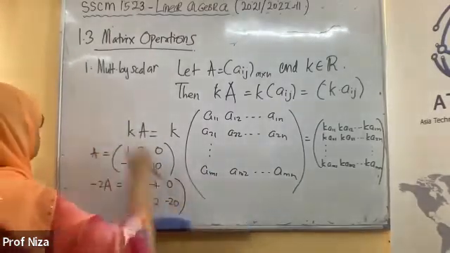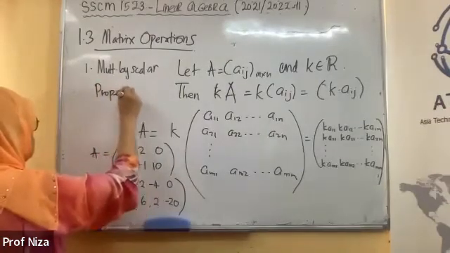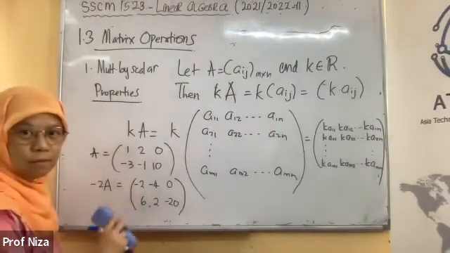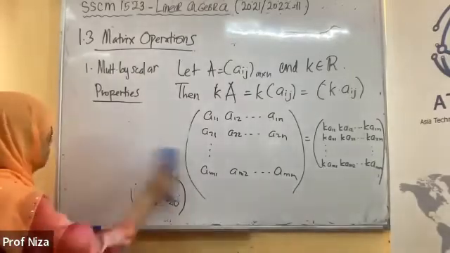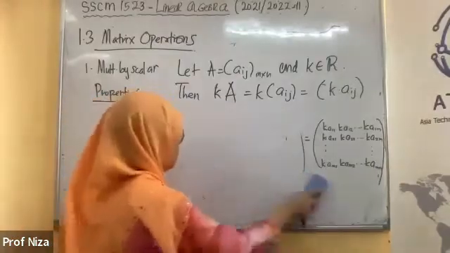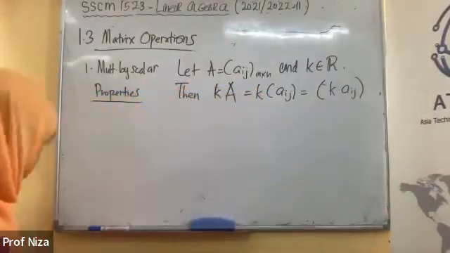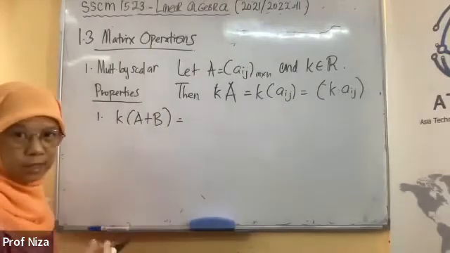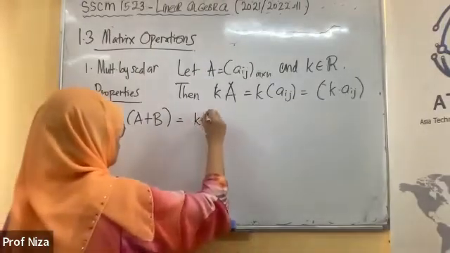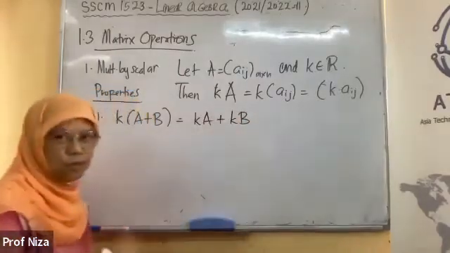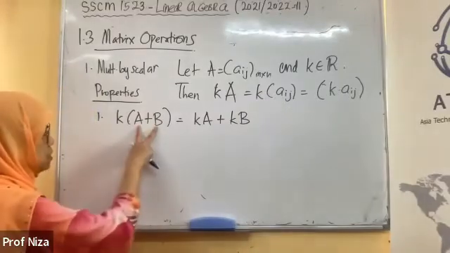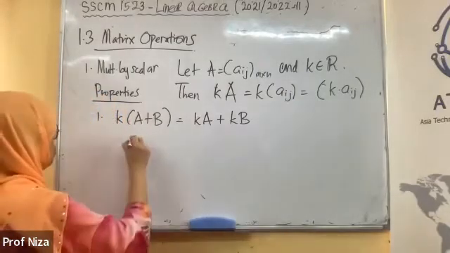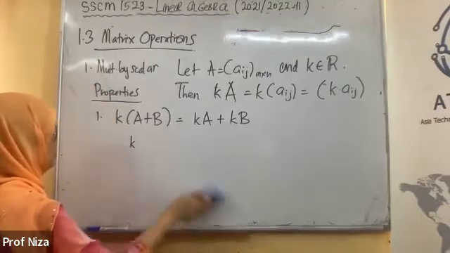Okay, let's look at the properties. The first one is K of the sum: you multiply the sum by K is the same thing as multiply first, then add. Whether you add first, then multiply, or you multiply first, then add. And how do you prove this? So you have to write the proof like this.